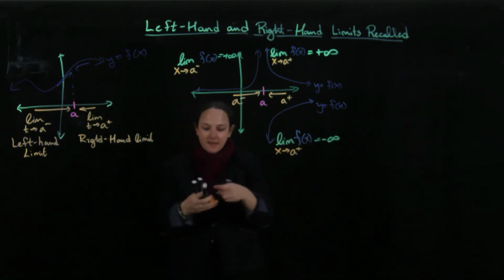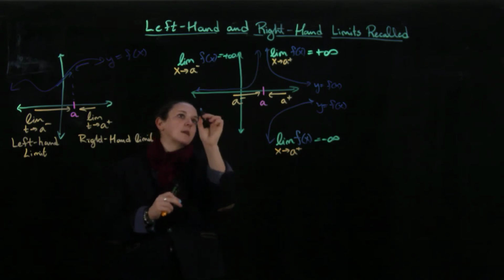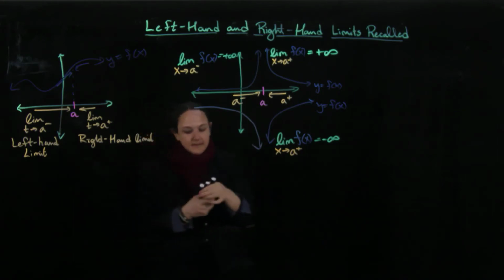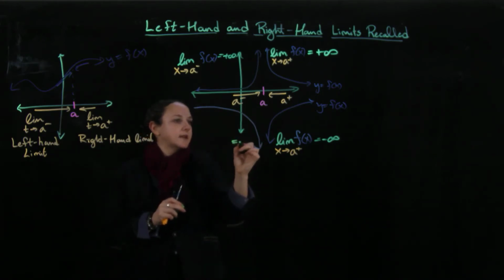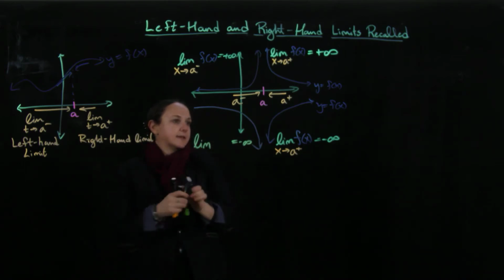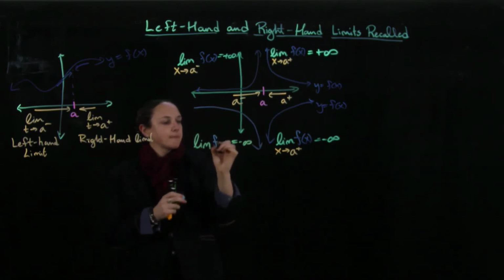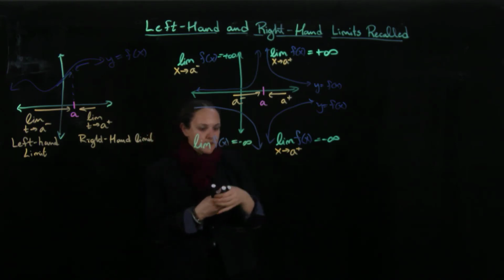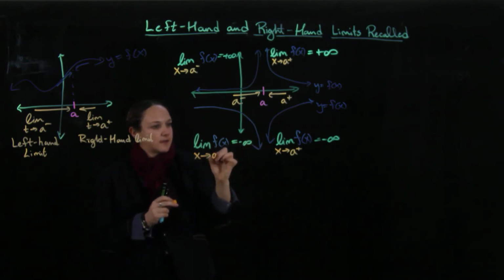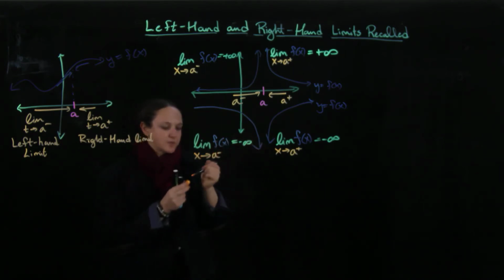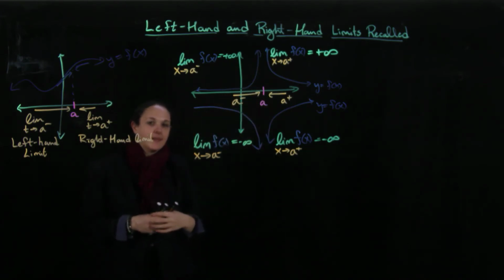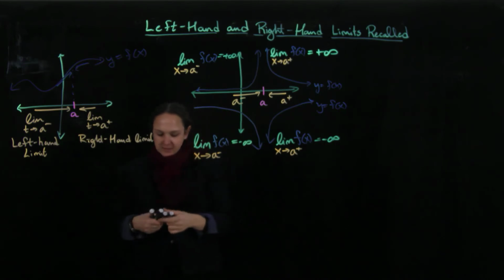And then similarly, if the graph of my function went down infinitely like this, this is again an infinitely negative limit. Now we'd have that the limit of f of x as x approaches a from the left-hand side would be minus infinity, because as I approach from the left-hand side, I go down, and that gives me a minus infinity. So these are the different circumstances to look at.